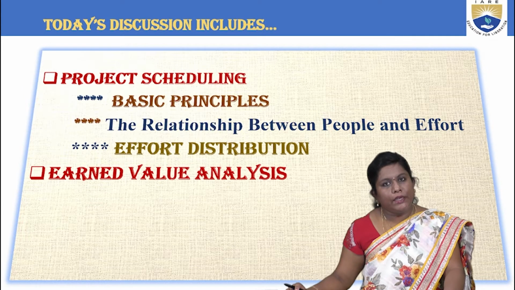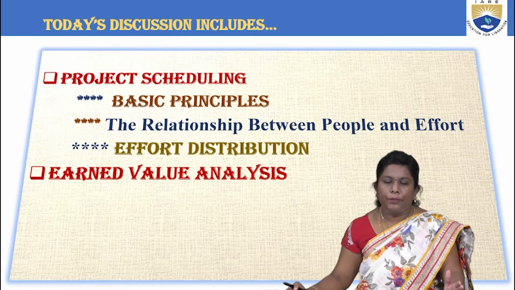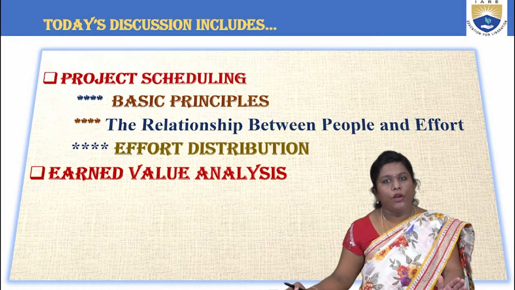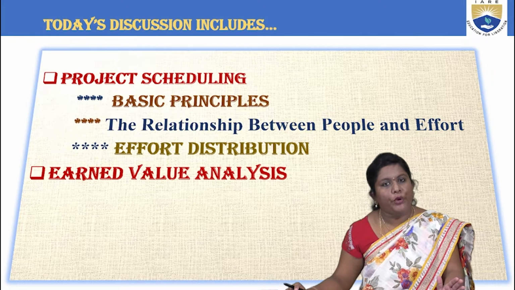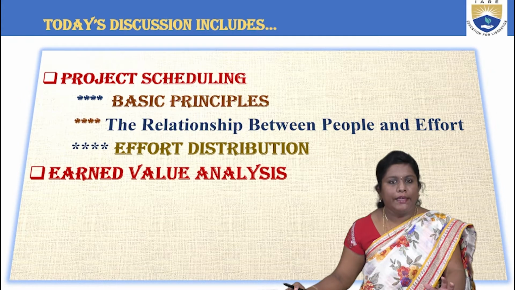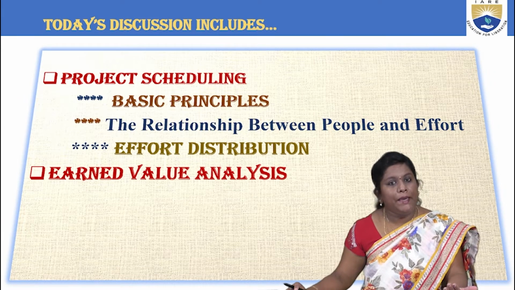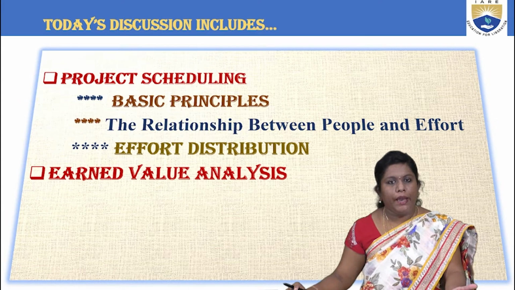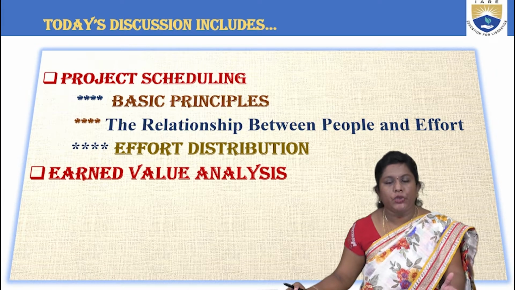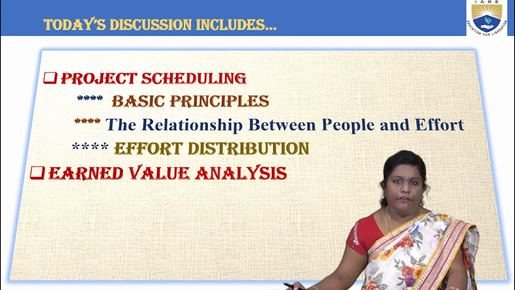The first thing that we are going to cover is project scheduling. Under project scheduling, we'll be focusing on the basic principles of project scheduling and the relationship between the people and the effort. The people and the effort meaning how many people are involved in a project and how much task is given to each individual, how is it calculated, monitored, and what is the effort that is obtained. So this will be discussed in the relationship between the people and the effort.